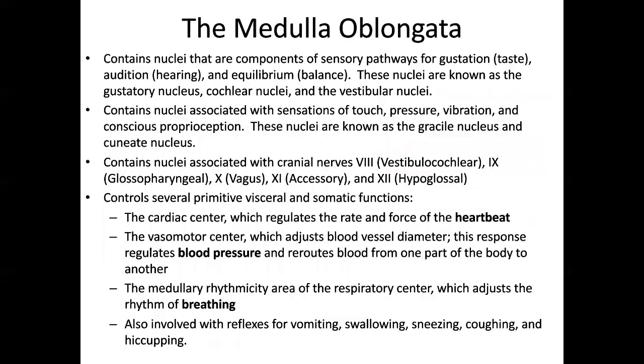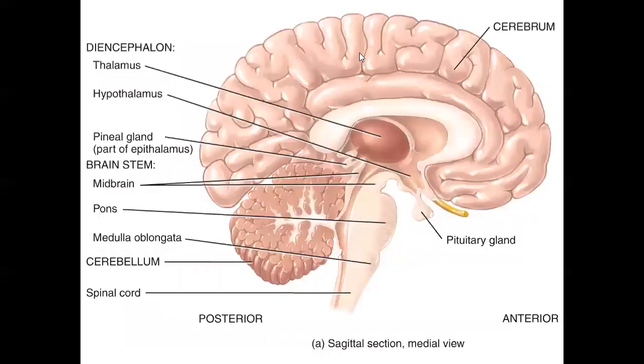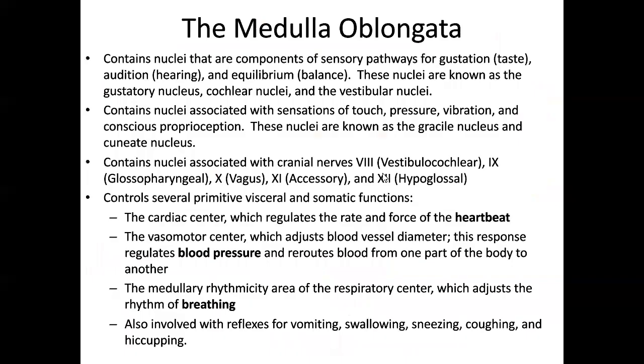So not only do signals going up and down from the spinal cord or down from the brain to the spinal cord have to pass through the medulla, they also have to pass through the pons, because the pons is right on top of that.